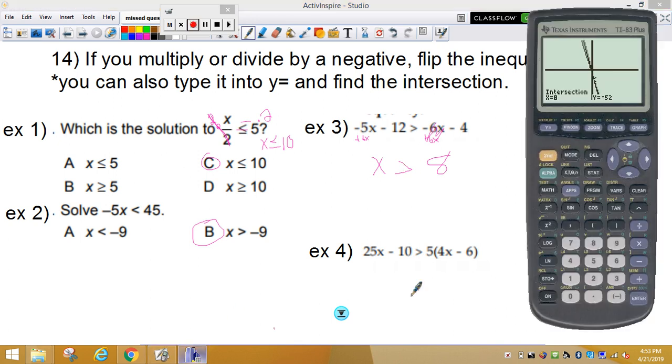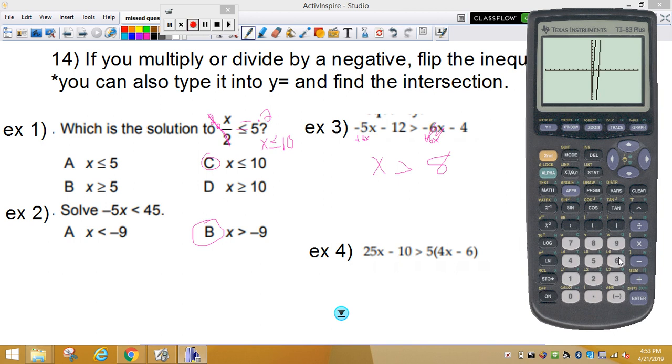All right, let's do these down at the bottom. Let's see here, 25x minus 10, and 5 parentheses 4x minus 6. And I'm going to zoom back to normal. So I'm going to zoom 6. Standard gets you back to normal.